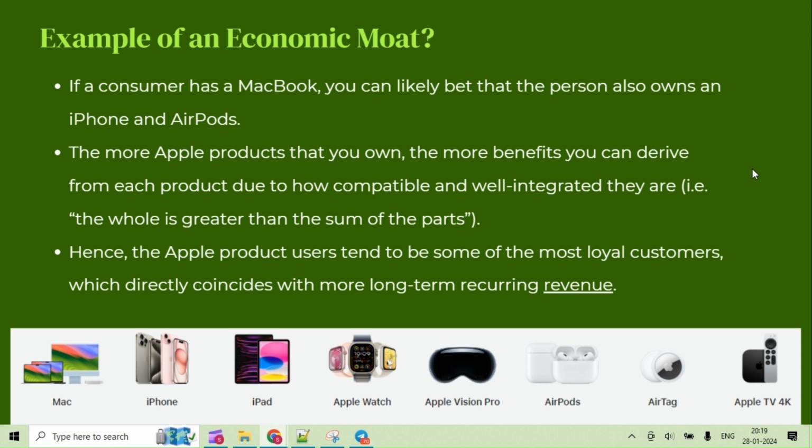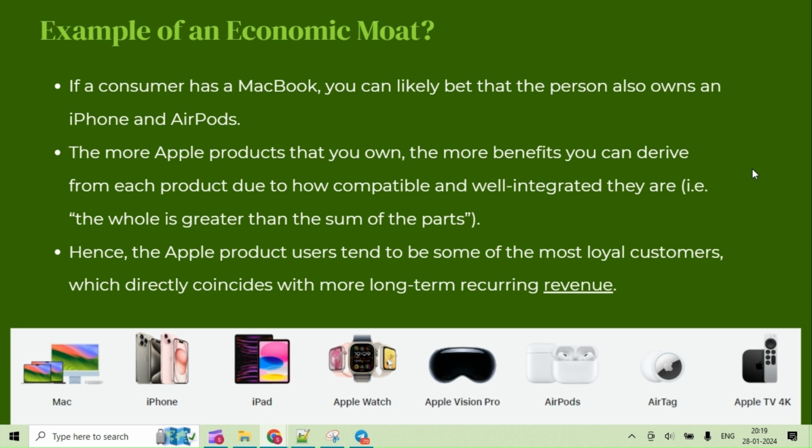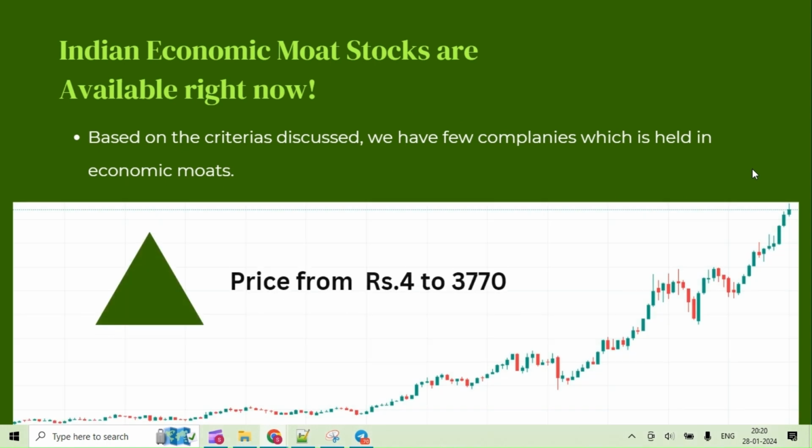Hence, Apple product users tend to be some of the most loyal customers, which directly coincides with more long-term recurring revenue. Few Indian economic moat stocks are available right now. Based on the criteria discussed, we have a few companies which hold economic moats. So if you see this screenshot, there is a stock in India.